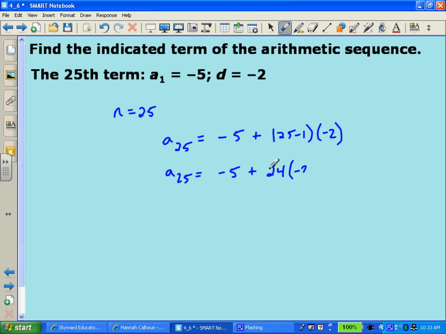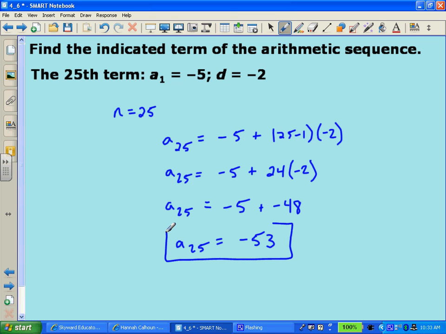That gives me negative 5 plus 24 times negative 2. Again, I can't do negative 5 plus 24 first. That's wrong. I have to do 24 times negative 2, which is negative 48. And then I add those two together. So the 25th term in that sequence is negative 53.